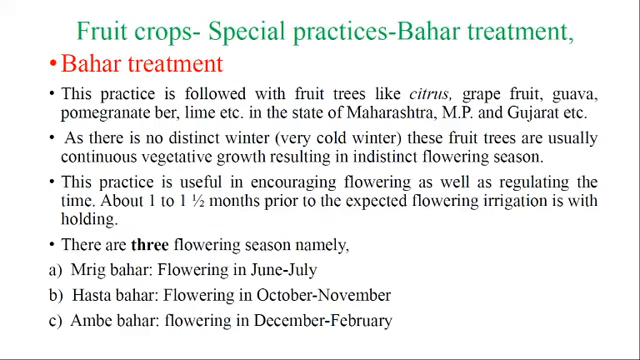expected flowering. Irrigation withholding is done in the Bahar treatment, and on the basis of the flowering seasons there are 3 Bahars: Mruga Bahar, Hasta Bahar, and Ambe Bahar. Mruga Bahar flowers in June to July, Hasta Bahar in October to November, and Ambe Bahar in December to February. So these are the 3 Bahars, or flowering seasons.